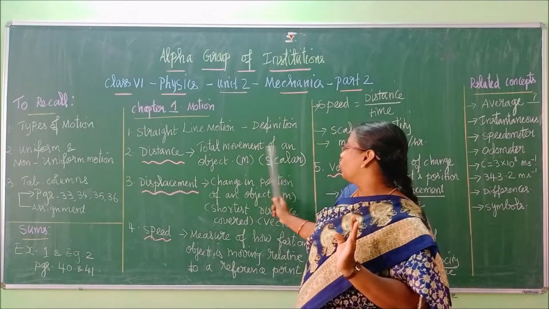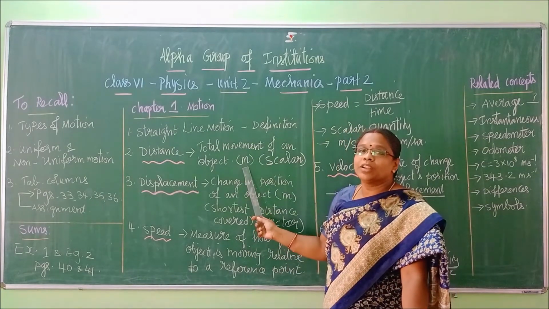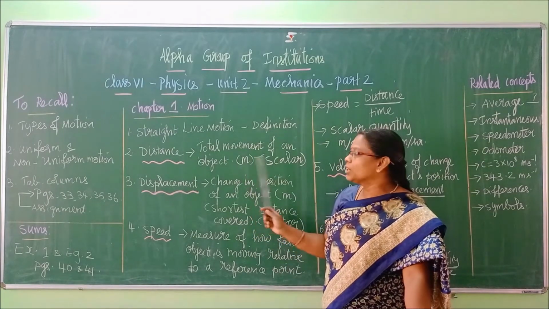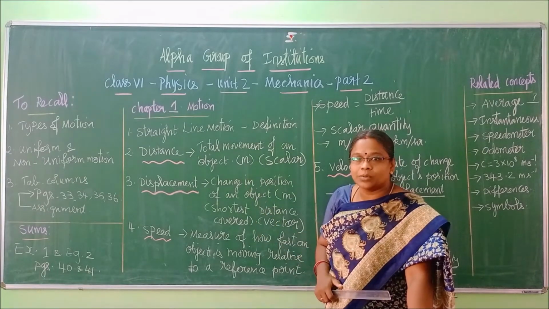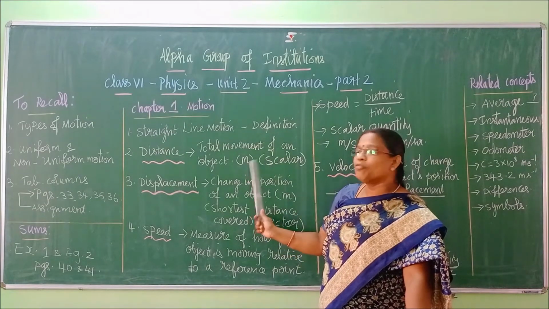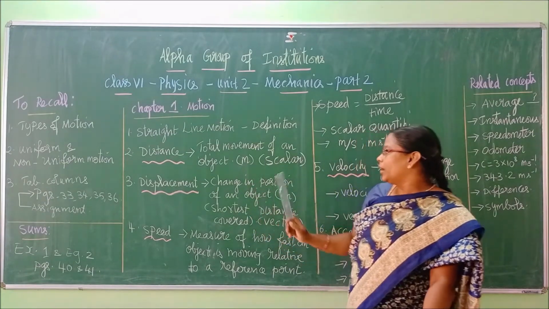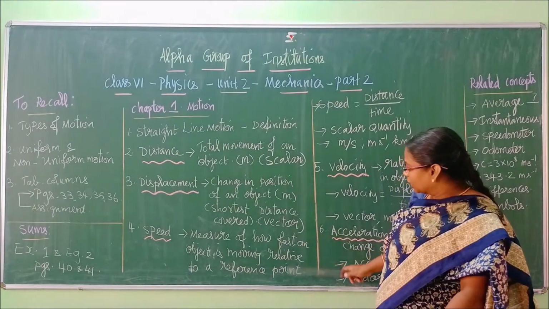How much distance we travel, that is called distance. Total movement of an object. In the bracket I have written the unit in short form. You would have learned this in your previous lesson, fundamental quantities and units. It is meter. Then I have here scalar quantity and vector quantity, written everywhere like that.